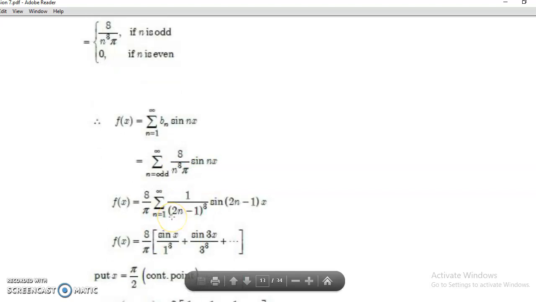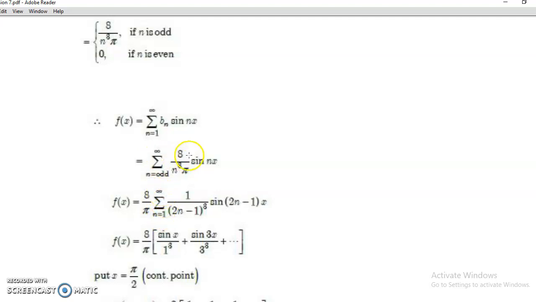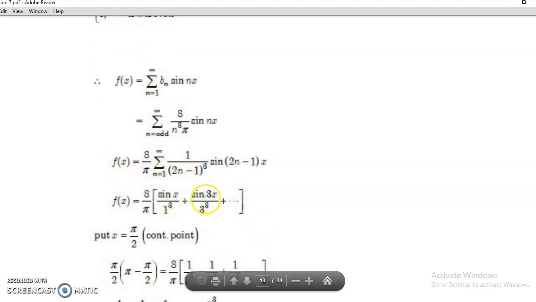Now, if you want to change this odd number to infinity into the natural numbers 1 to infinity, you just replace n by 2n minus 1, so that odd to infinity will be changed to the natural numbers, which means 1 to infinity. So replace n by 2n minus 1 here, and you will get sine of 2n minus 1 into x. If n equals 1, 2, 3, 4, etc., you will get the series like this.